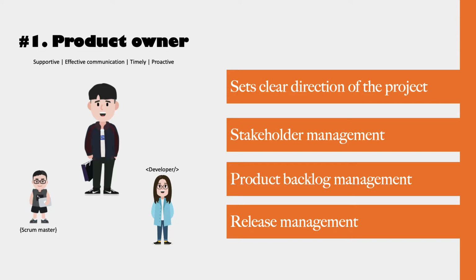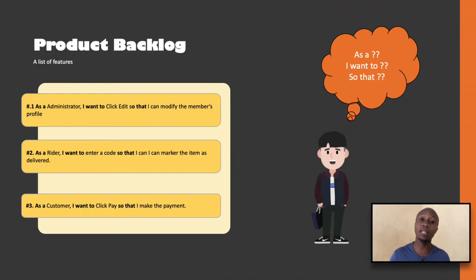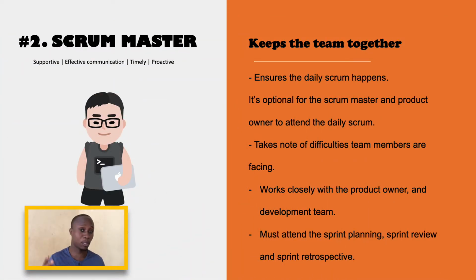value for the product is defined, and the product owner manages the stakeholders, manages the product releases and the product backlog. On the product backlog is where the product owner lists different features of the product in the form of user stories.